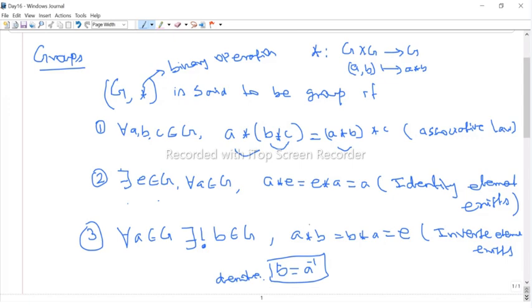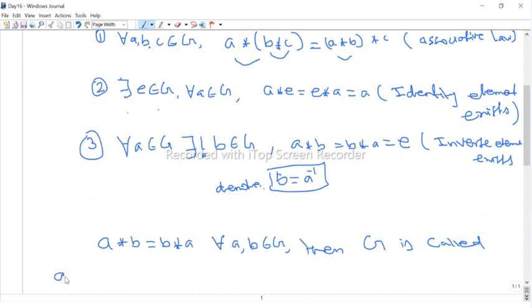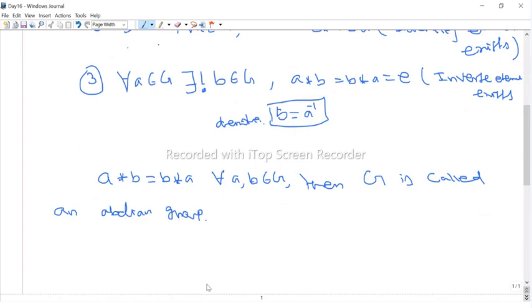So a set with a binary operation satisfying these three properties is a group. Suppose the operation star satisfies the extra condition that A star B equals B star A for every A, B in G. Then the group G is called an abelian group. First of all, it should be a group, and then if it satisfies the extra property A star B equals B star A, it is an abelian group.